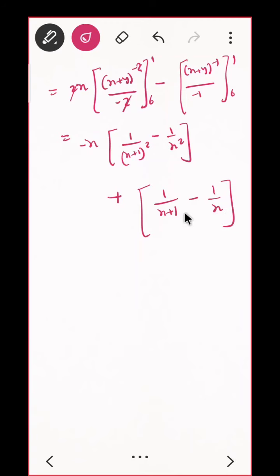Okay. Can you see that here it is minus x, so it will get multiplied, it will become plus 1 by x, and this term will get cancelled. Can you see that?